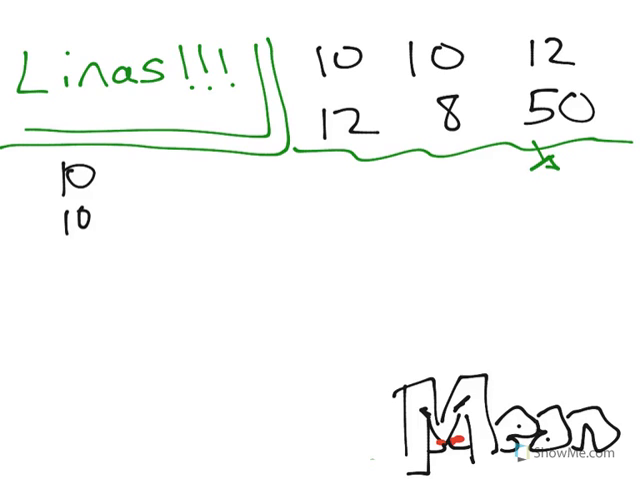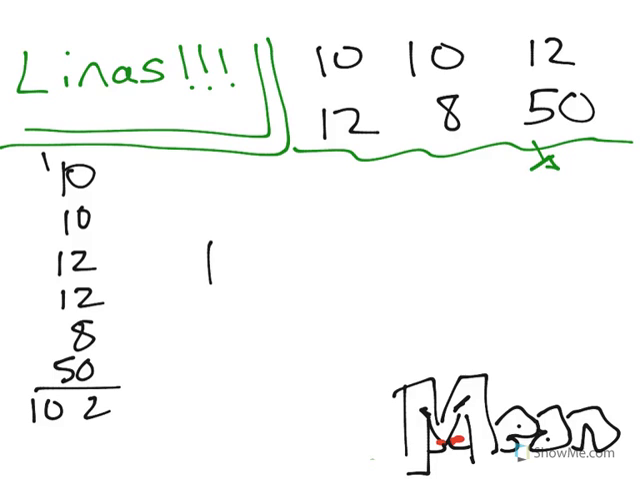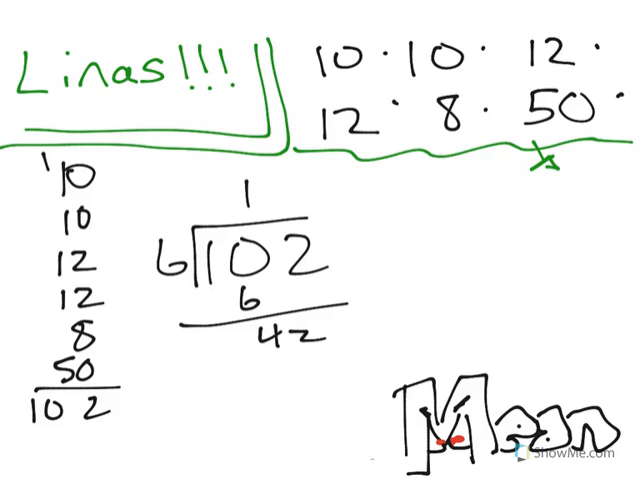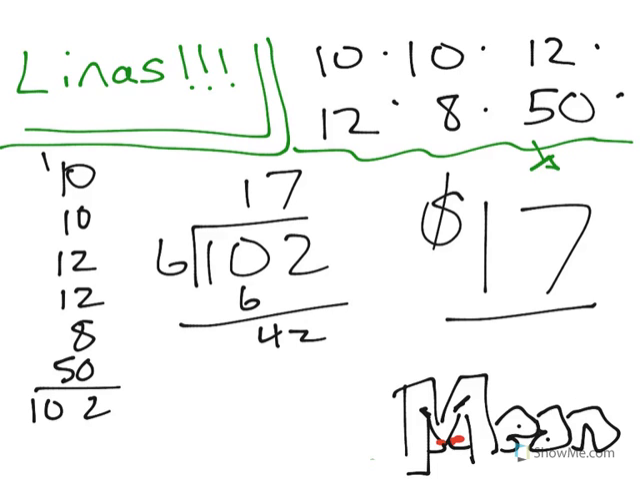So I'm going to do 10 plus 10 plus 12 plus 12 plus 8 plus 50. And I'm going to end up getting 102. Then I have 102, and there were 1, 2, 3, 4, 5, 6 numbers, so I'm going to divide by 6. 6 goes into 10 one time, which is 6, which leaves me 4, drop the 2, 6 goes into 42 7 times. So, if I use that data set, then I would say that I should bring $17 to Lena's.